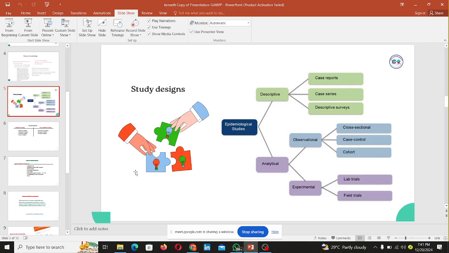So study designs are basically divided into two. We have the descriptive and the analytical. So in the descriptive study design, we have case series and we have descriptive surveys.